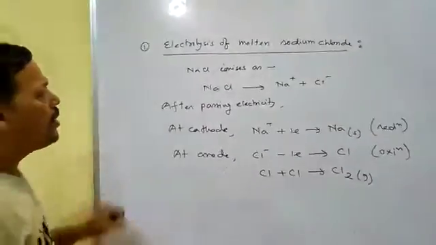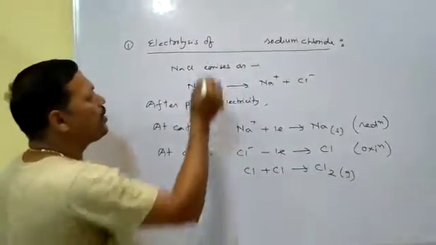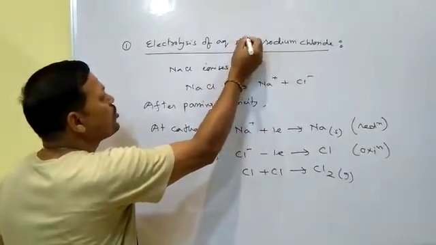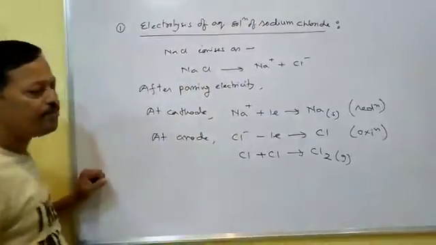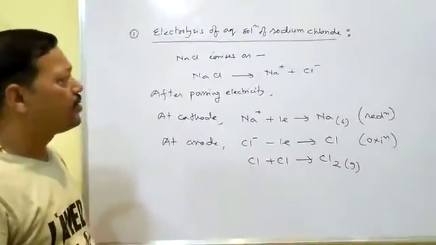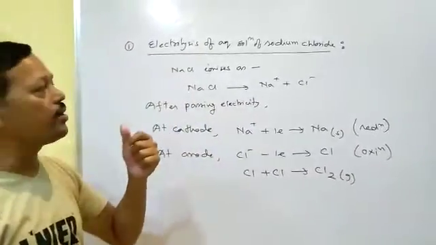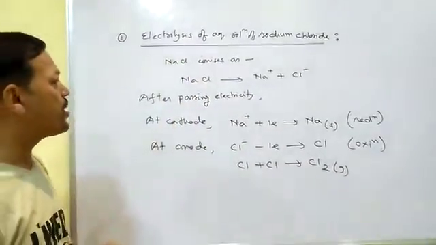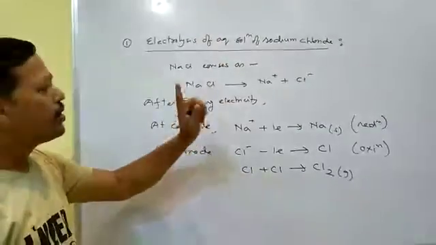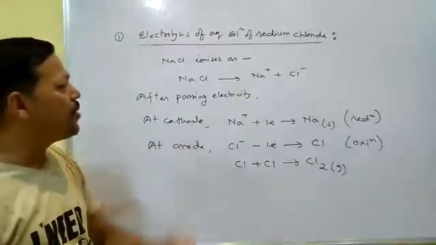Now, I will take aqueous solution of sodium chloride. This is about the molten. Now I will take electrolysis of aqueous solution of sodium chloride. There is a difference between molten state and aqueous state. In molten state, only sodium chloride is present, but in aqueous solution of sodium chloride, water is also present. So when you dissolve sodium chloride in water, sodium chloride ionizes into Na+ and Cl- ions.